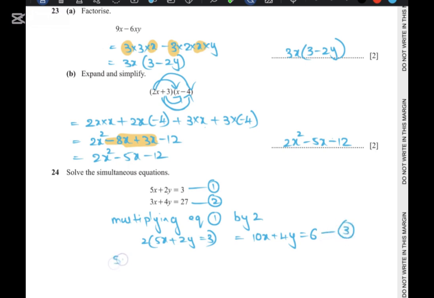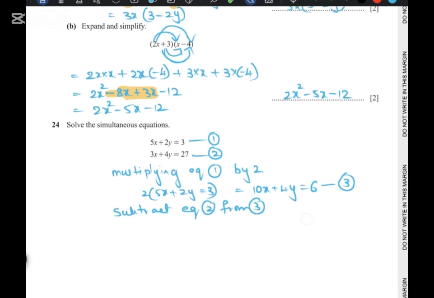Now subtract equation 2 from 3. So arrange them. 10x plus 4y is equal to 6. 3x plus 4y is equal to 27. Subtracting is changing the signs here. 10x minus 3x is 7x. 4y minus 4y gets cancelled. And on the right hand side, if I subtract 6 minus 27, I get minus 21.